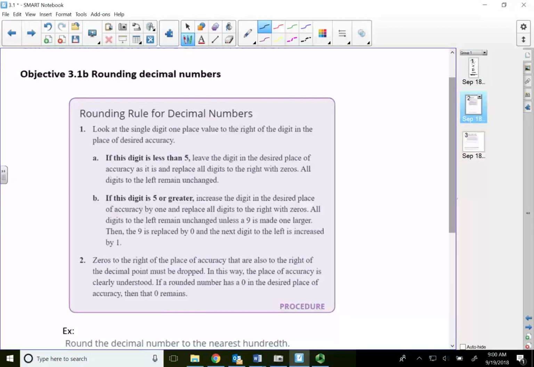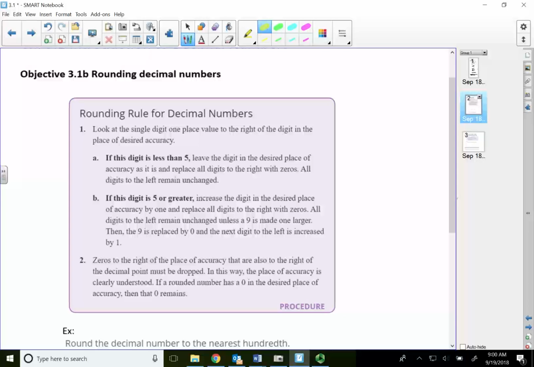So the rule of rounding decimal numbers is basically the same as rounding whole numbers, except here, in the rounding rules, there's one extra little thing we've got to keep in mind. Zeros to the right of the place of accuracy that are also to the right of a decimal number must be dropped. In this way, the place of accuracy is clearly understood. If a rounded number has a zero in a desired place, then that zero remains.